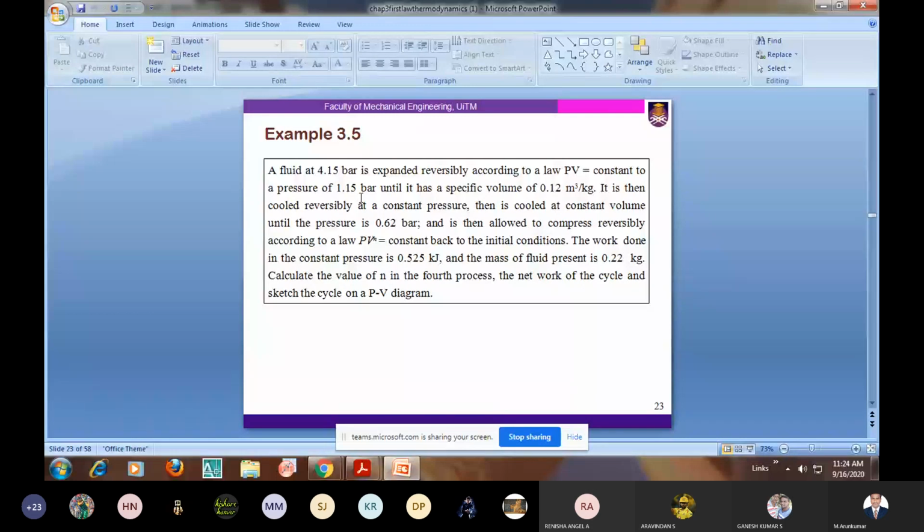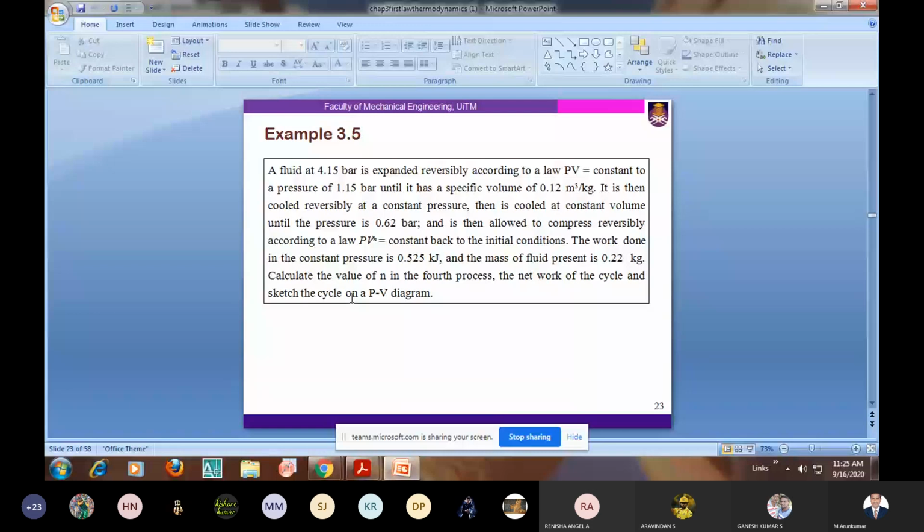It is then cooled reversibly at a constant pressure. Then it is cooled at a constant volume until the pressure is 0.62 bar, and is then allowed to compress reversibly according to the law PV^n = constant. So this is the polytropic process. Back to its original condition, the work done in the constant pressure process is 0.525 kilojoule, and the mass of the fluid is 0.22 kg. Calculate the value of n in the fourth process, the net work of the cycle, and the heat transfer.